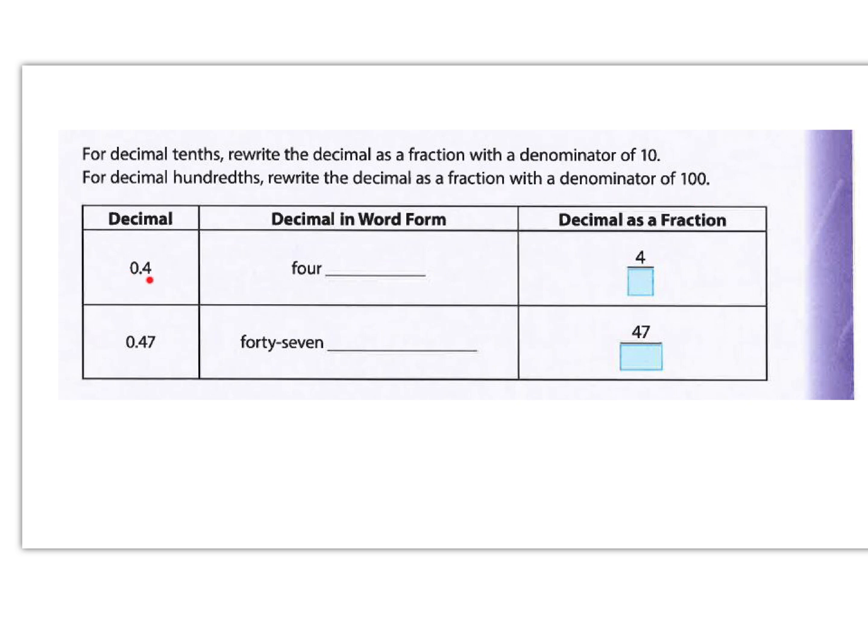So here we have 0.4 or 4/10, so we would say 4/10, and then as a fraction, 4/10. Here we have 0.47, so 47, it's in the hundredths place, so hundredths. 47 hundredths.